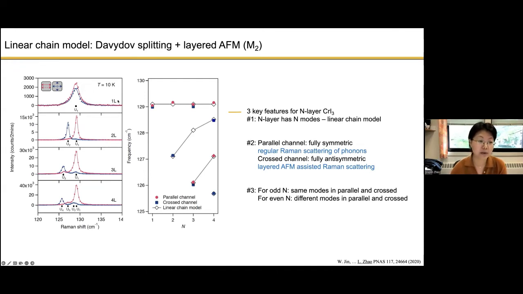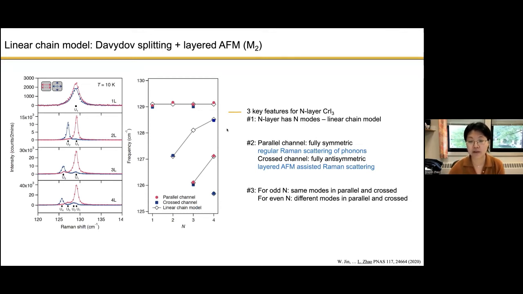So we did the measurement for monolayer, bilayer, trilayer, and 4-layer. One can clearly see that the mode numbers now increase linearly with the layer numbers. So we have 1 mode in monolayer and 4 modes in 4 layers. We label them 1, 2, 3, 4 from high frequency to low frequency. This kind of layer dependent frequency behavior can be well explained by the linear chain model while considering the interlayer coupling.